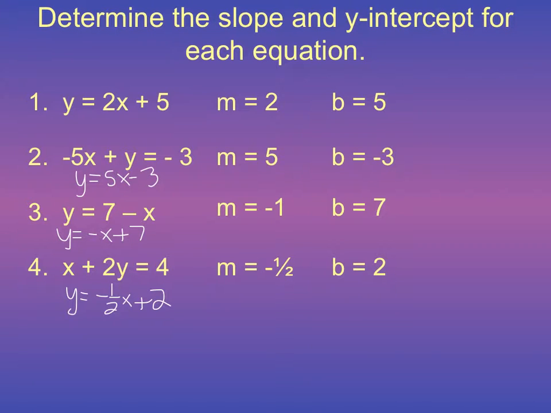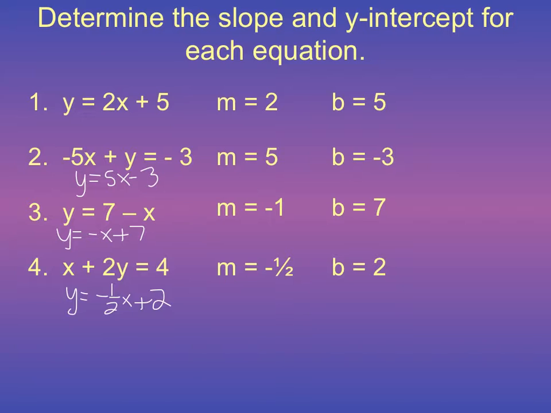Okay, so example 1 was pretty straightforward. Your slope was 2, and your y-intercept was 5. The second example, you would have to add 5x so that you're solving for y first. So then your slope becomes +5 and your y-intercept is -3.